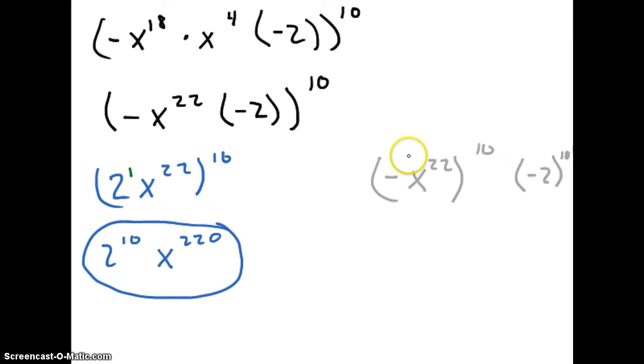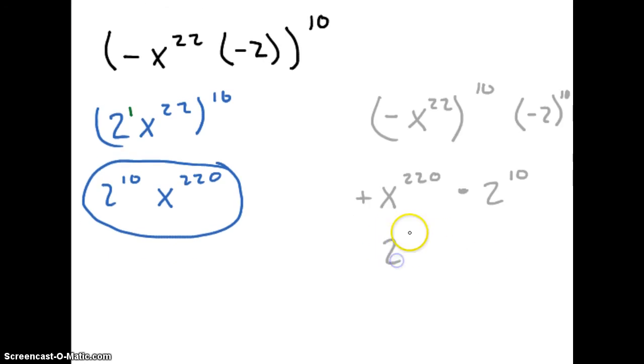Or I could just figure that this is an even power, so if I raise this negative quantity to the 10th power, I'm going to end up with the positive version of that quantity, and I end up with x to the 220th, and that's going to be positive. And then this guy will also be positive because I'm raising it to an even power. So I'm going to multiply that by 2 to the 10th power. So this is, again, 2 to the 10th power times x to the 220th power.